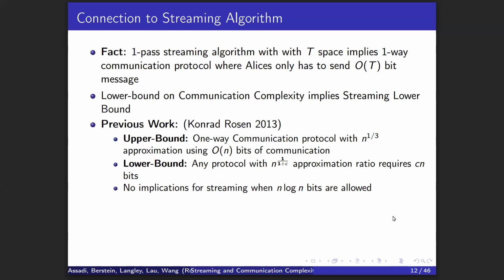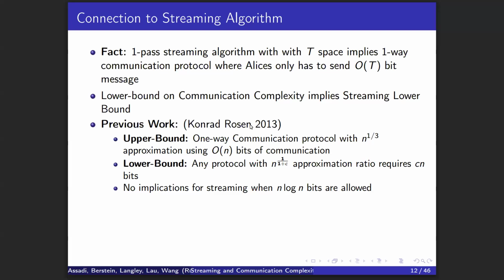As you may know from before or not, a one-pass streaming algorithm immediately gives you a communication complexity protocol. In particular, if T is the space requirement of this streaming algorithm, then O of T is the maximum length of the message that Alice has to send to Bob in this protocol. So this means that any lower bound on the communication complexity of this problem would also give you a lower bound on the one-pass streaming complexity of the problem.